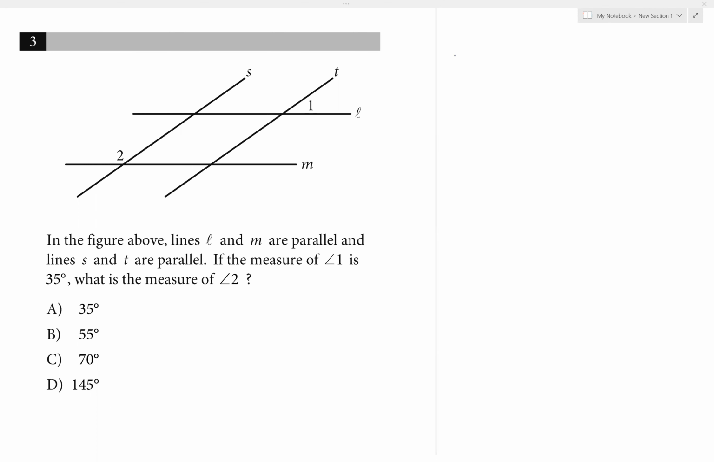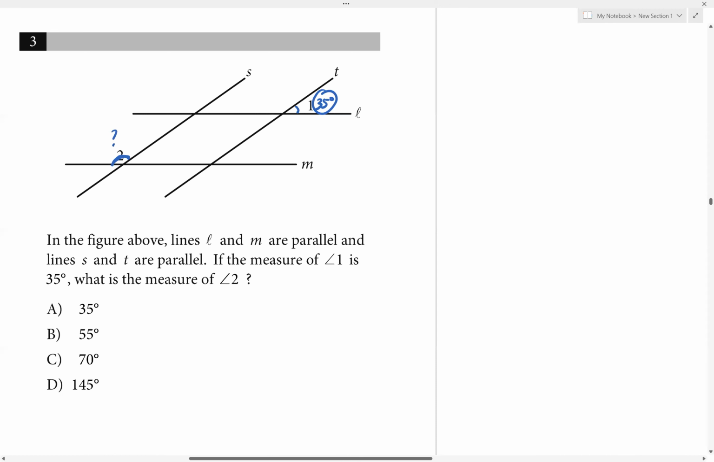All right, question 3. In the figure above, lines L and M are parallel, and lines S and T are parallel. If the measure of angle 1 is 35 degrees, what is the measure of angle 2? Let's go and label this angle 1 at 35 degrees, that they told us. Okay, and we're solving for this angle right here. That's angle 2.